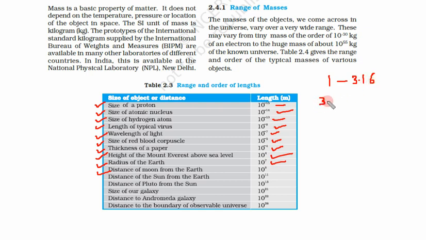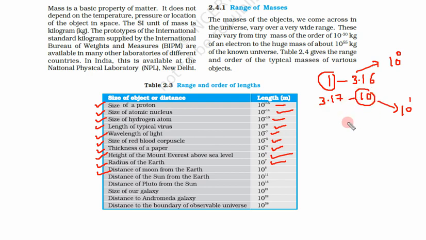And a number from 3.17 to 10. Up to 3.16 we put 10 to the power 0, and after 3.16, going up to 10, we put 10 to the power 1. When the number is below 3.16, we put it in this range. If the number is more than 3.16, we put it in this range.